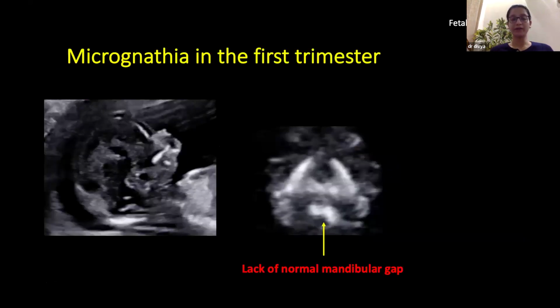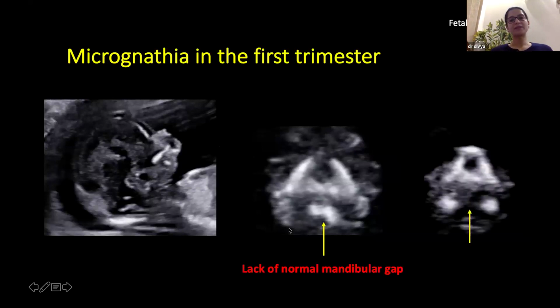We can also look for micrognathia in the first trimester. As you can see in this mid-sagittal section of the face, here the micrognathia is obvious. But sometimes you can appreciate the micrognathia just by looking at this premaxillary or the retronasal triangle view.